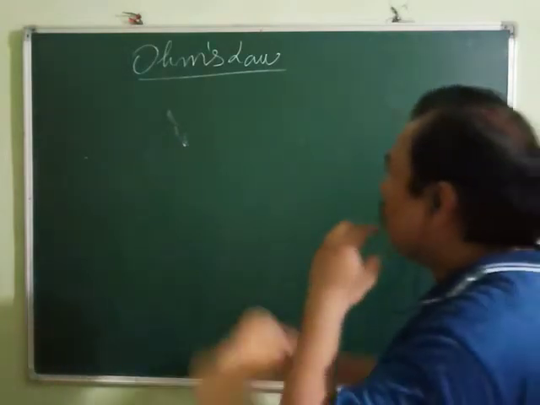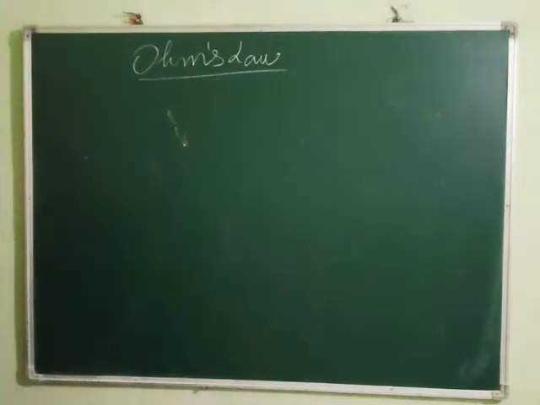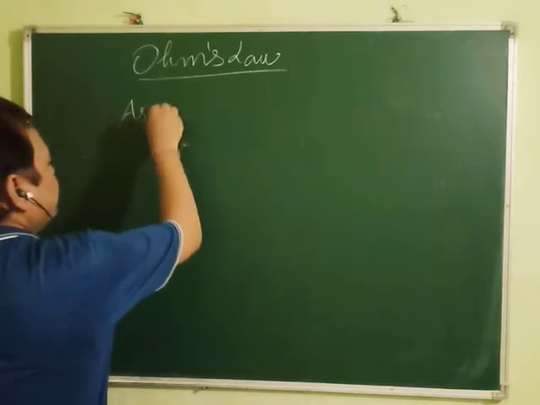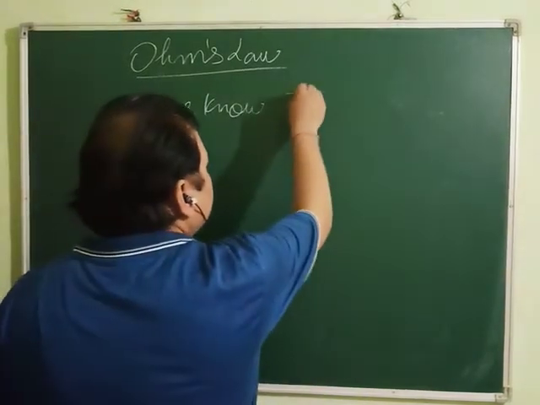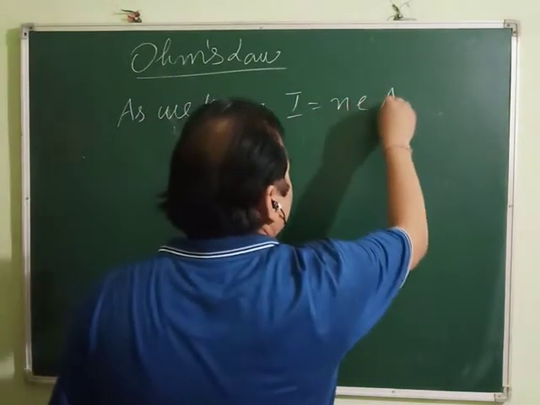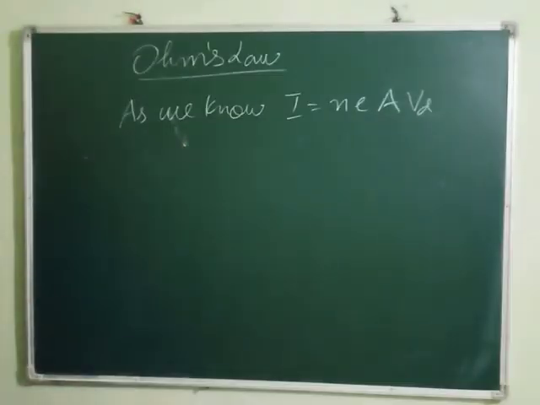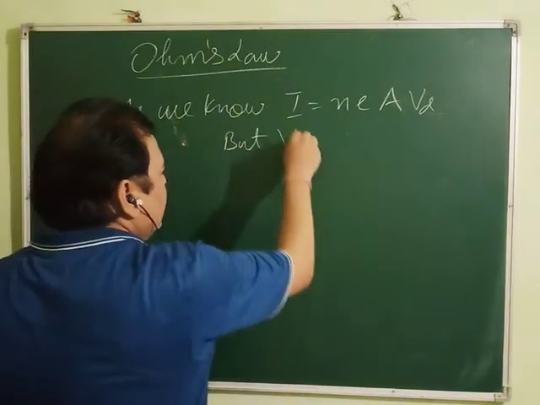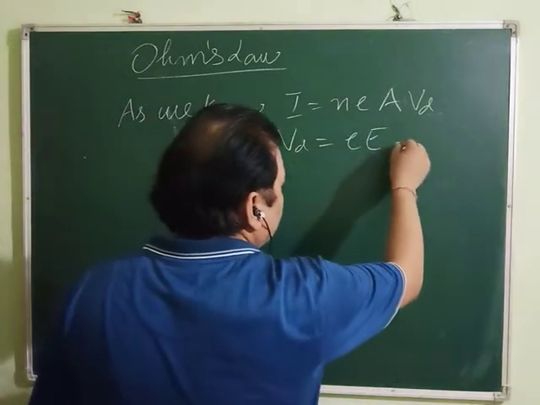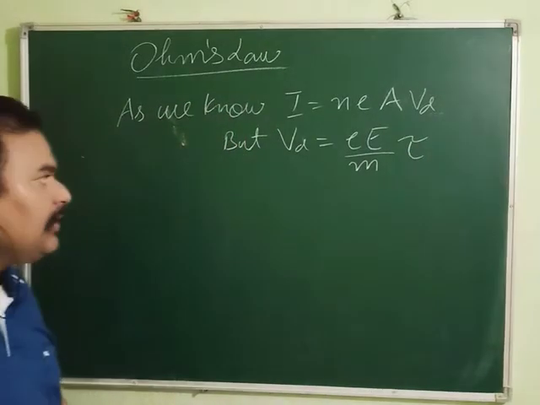Our next topic is Ohm's law in terms of drift velocity or relaxation time. Now, how to go for drift velocity? We have to start from there only. As we know, I is equal to n e A v_d. As you know, this is the current. But what is v_d? v_d is eE by m, that is mass of electron, into tau, that is relaxation time. So we can place it over there.